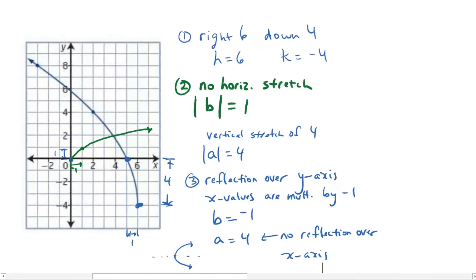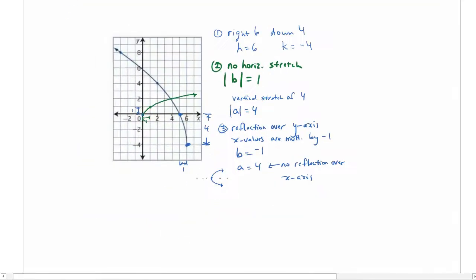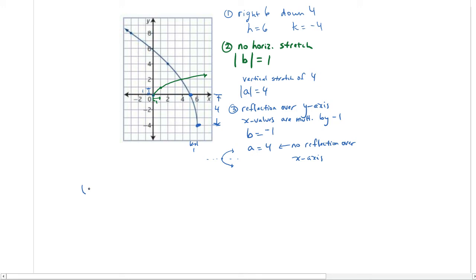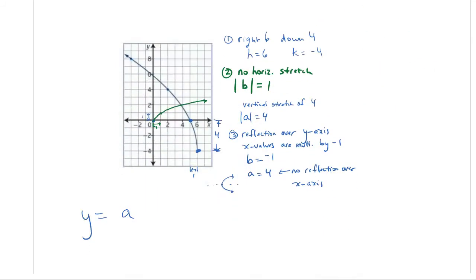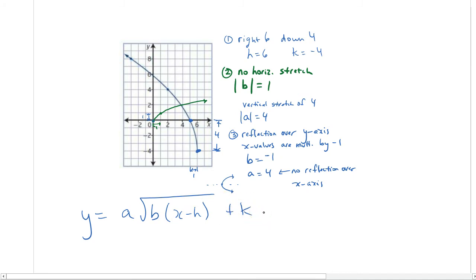So we can write out our final solution here. So starting with y is equal to a times, and how did they have it here? Did they put f of x or did they put the square root sign? They put the square root sign, so the square root of b times x minus h, plus k, and we are aware that a is going to be equal to 4, so I'll say y is equal to 4, and then over here I'll say negative x. My h value was 6, so I say minus 6, and then my k is minus 4. And there would be my answer.